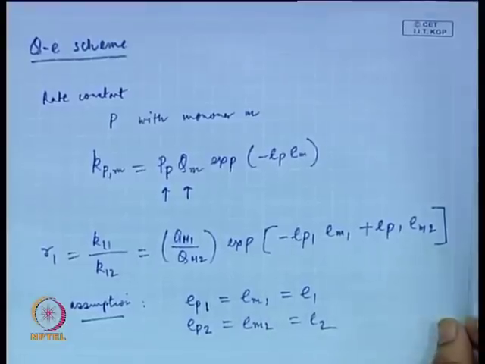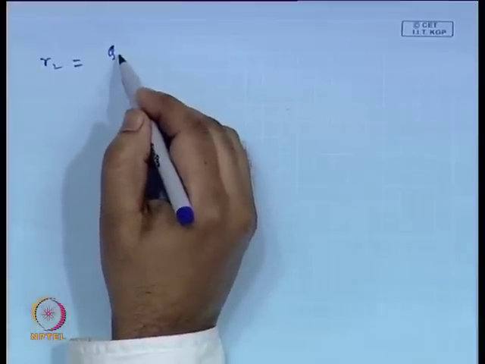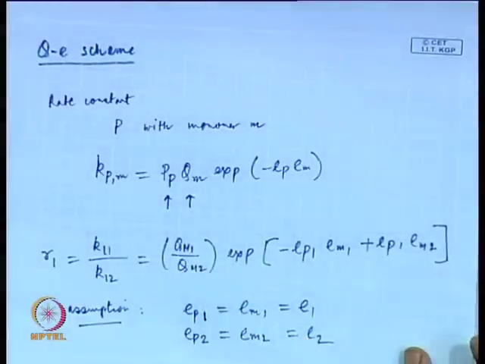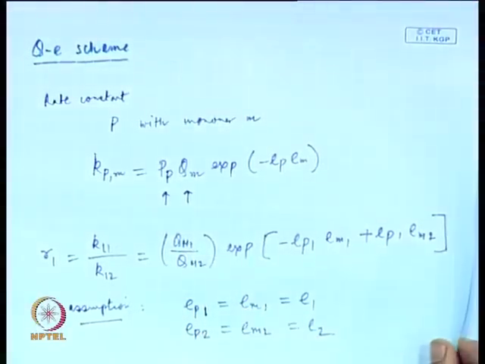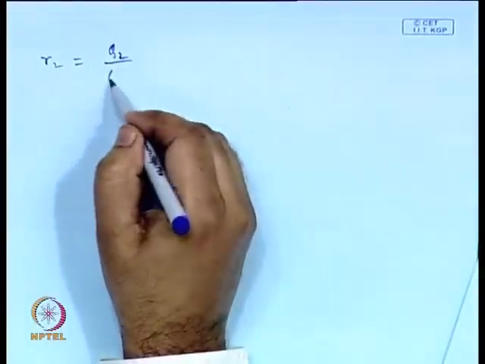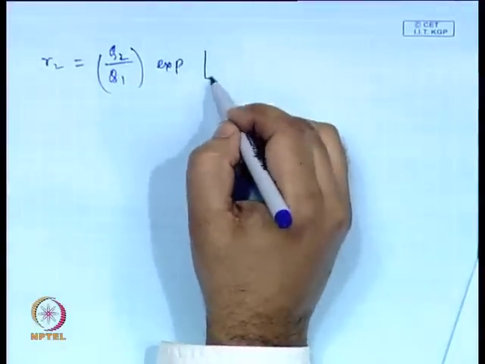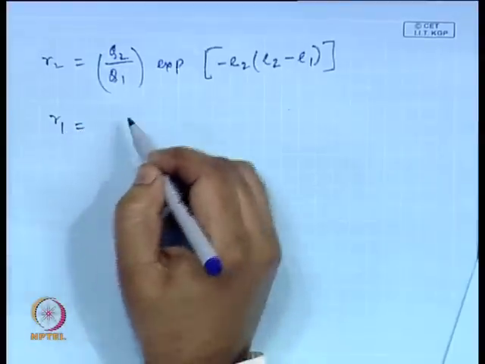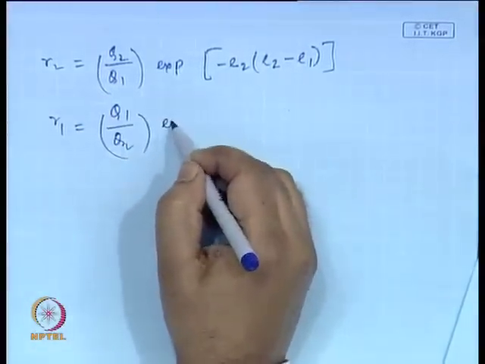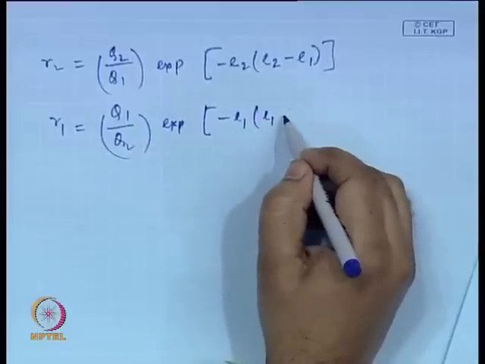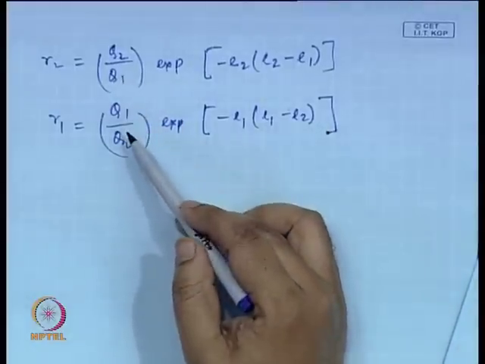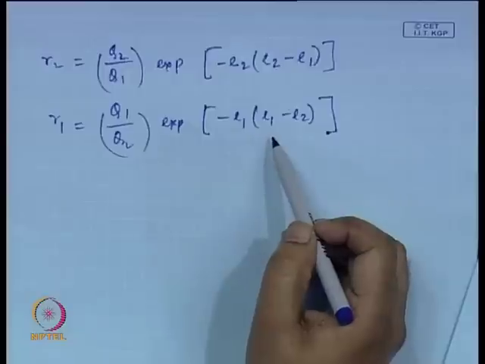So, I can write similarly for r2. Q is always related to the monomer, so we can remove the term M, and just write Q1 and Q2. So, now we have seen r1 is Q1 by Q2 exponential minus e1 times (e1 minus e2). Essentially, these relate the reactivity ratios of the monomers to the electrostatic charge on the monomer.